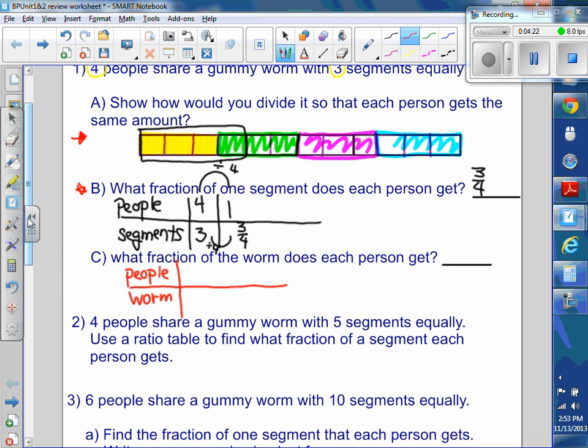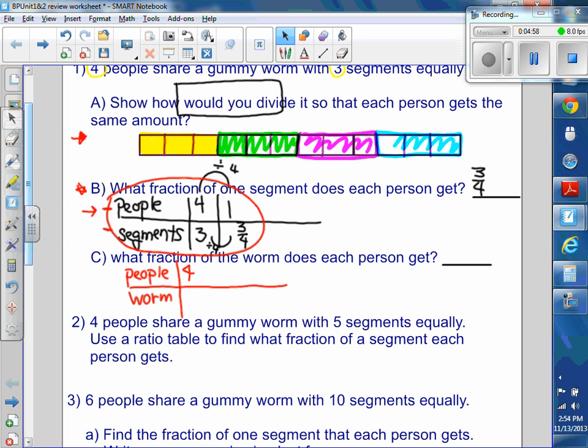There's lots of correct ways, but what I wanted to show you is, you could do part C. You don't even need a picture, right? If you understand the ratio table, the picture surely is nice. But there's 4 people, like in part B, and 3 segments in a worm. So you could do that like this without the picture. The picture's nice. You could use the picture to figure out what fraction of the whole worm each person gets, because the picture shows you there's 4 equal parts. So each person gets a fourth of the worm, but you could use the ratio table, because there's only one worm, right?